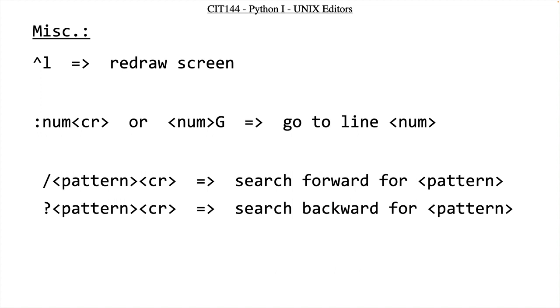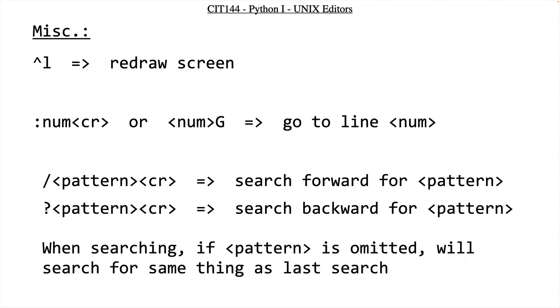A lot of times you want to search for a string, then you want to search for it again, and again. VI has a shortcut, if you will: when you're searching, if the pattern is omitted, it will search in the direction specified, forward for slash, backwards for question mark, for the last pattern that was searched for. So once you type the pattern, you can simply go slash return, slash return, until you find the occurrence of the pattern that you are looking for.